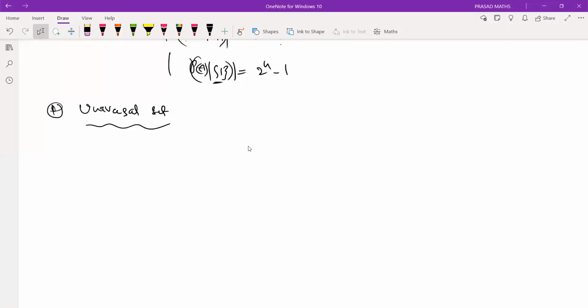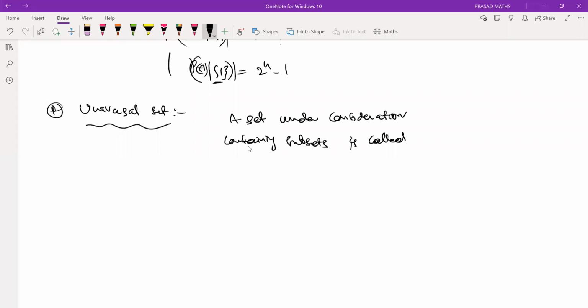What do you mean by universal set? Anybody? A set under consideration containing all subsets. Yes or no? A set under consideration means under some restriction, right? Containing all subsets is called a universal set.